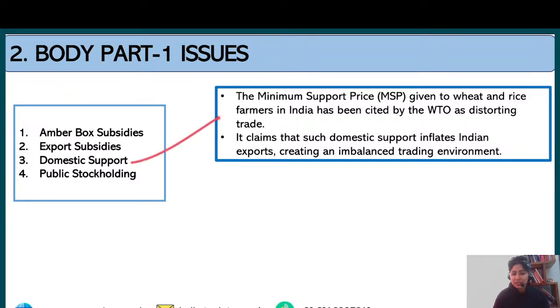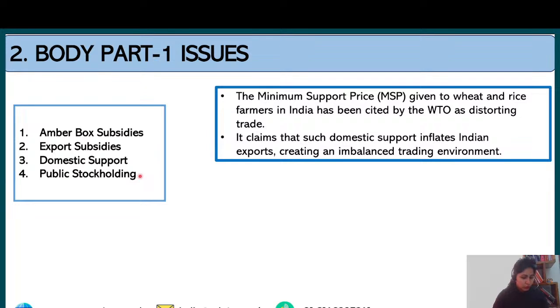Then the third one is domestic support, and domestic support talks about MSP. That means MSP is actually motivating farmers to produce more and more food grains. First of all, developed countries say diversification of crops is lacking, and these crops, for example rice and wheat, sell at a very high price. So India is taking advantage of this, because it is motivating farmers to produce more and more by using MSP as a tool. So the MSP which is given to wheat and rice farmers in India has been cited by WTO as distorting trade. It claims that such domestic support inflates Indian exports, creating an imbalanced trading environment. That means exports are high because production is high in India, which gives India an advantage.